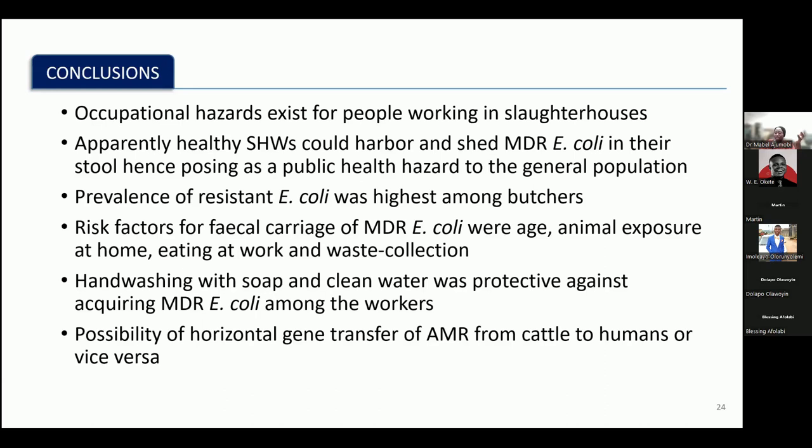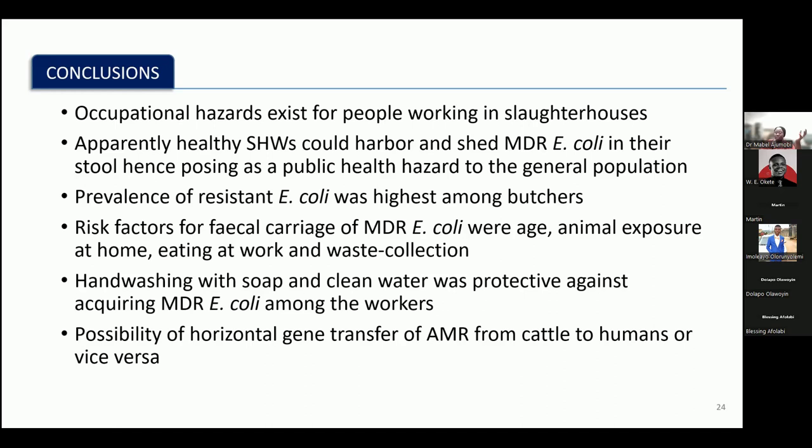And then, graciously, washing your hands with soap and water, as simple as it sounds, does a lot of magic because it gets rid of the bacterial load on your hands and protects you from being infected or colonized with this resistant bacteria. So it's of importance that we pay attention to hand washing.